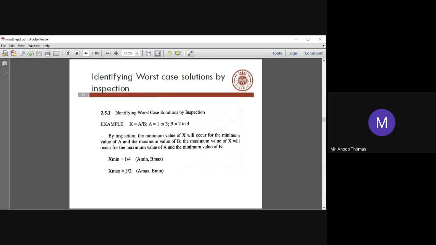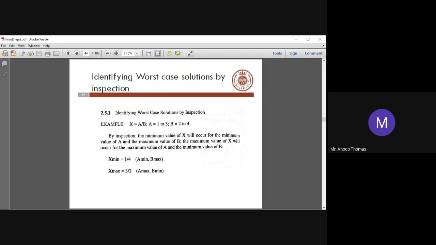How do you identify your worst case solutions by inspection? There are simple examples. This is a worst case solution by inspection. You're not going for any huge amount of maths. You just look into it. X is equal to A by B, A is equal to 1 to 3, B is equal to 2 to 4. So A by B is the equation. A is a variable, B is a variable. A takes the values from 1 to 3, B takes the values 2 to 4.